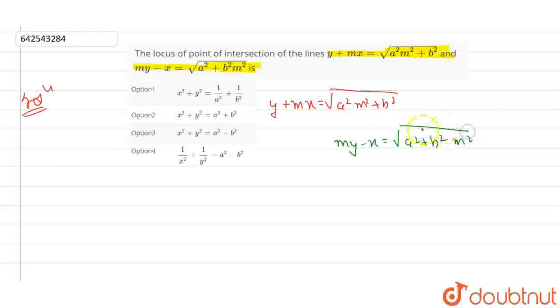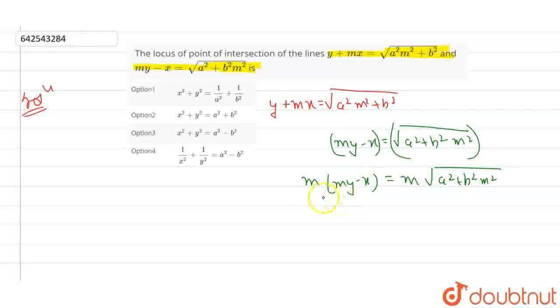So what I'll do is multiply m to both sides. This will become m into my minus x, and on the right, m under root of a square plus b square m square, in the second equation of line. So this will become m square y minus mx equals, this will remain as it is, m under root of a square plus b square m square. I'll just remove this b square from here, right?